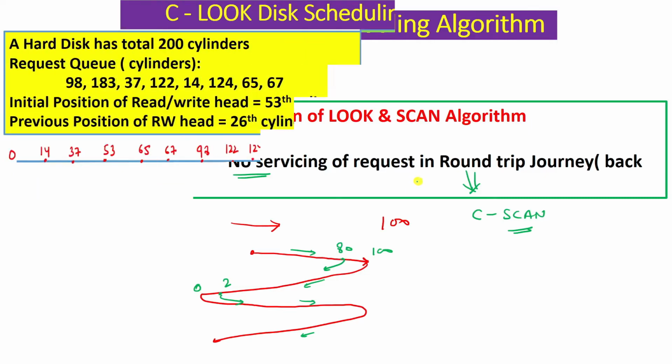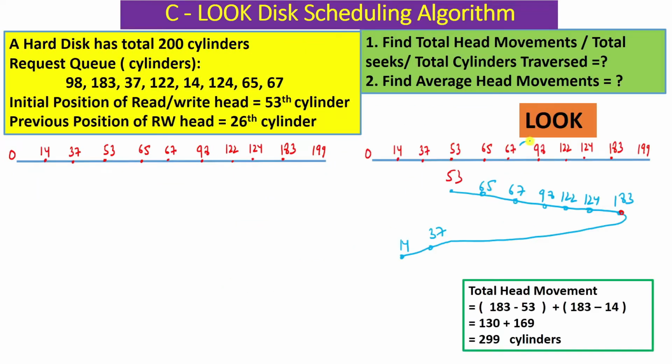So basically, in the previous video we saw the LOOK algorithm, and we applied it on this example. We were given the request queue. We had 200 cylinders, that is from 0 to 199. The initial position of the read write head was at the 53rd cylinder, and we were coming from the previous cylinder, that is 26. That means we were going in this direction, from lower cylinder number to high cylinder number.